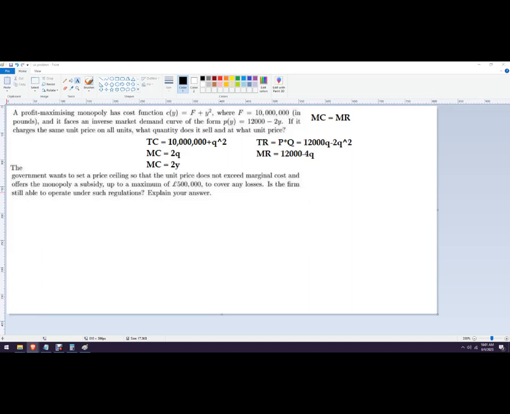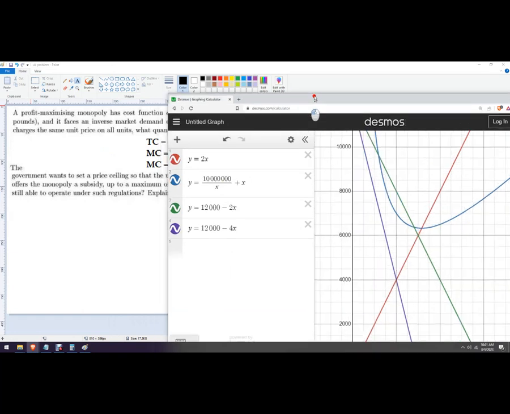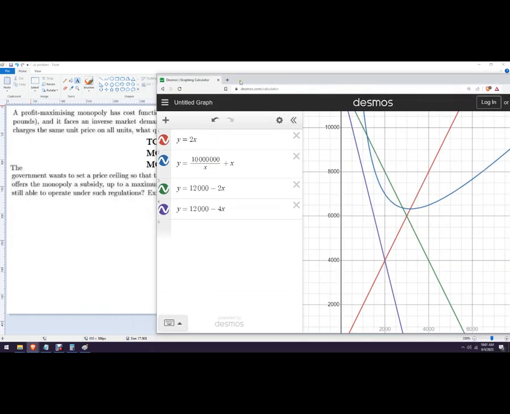Now, to skip a little bit ahead here, I just went ahead and graphed everything. I graphed it in a graphing calculator. You have to substitute anywhere you have a p.